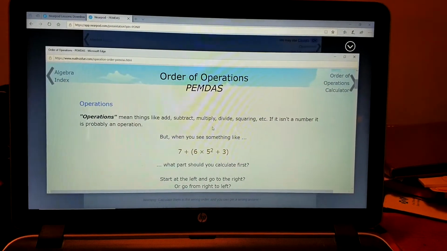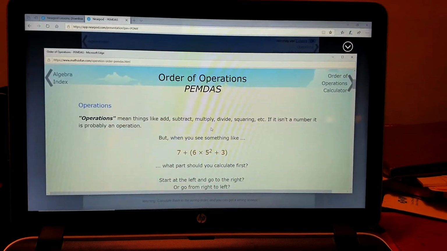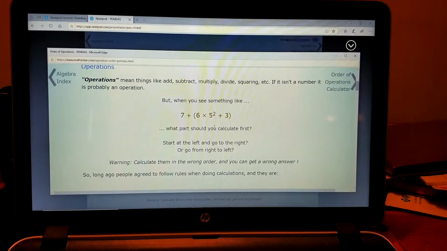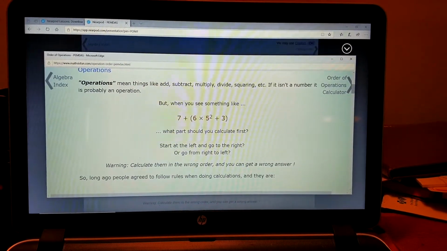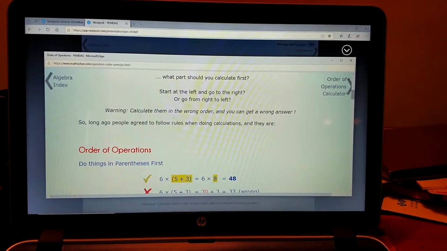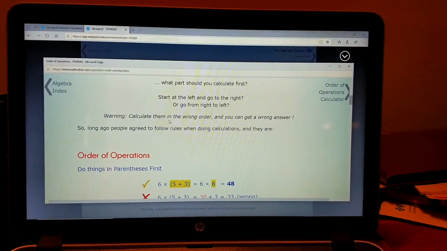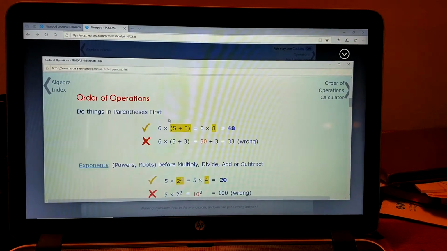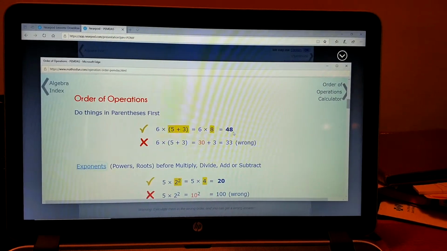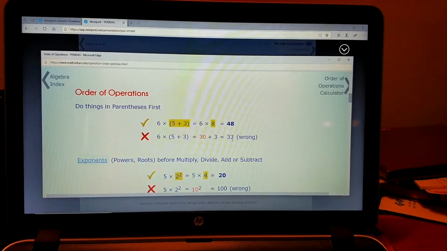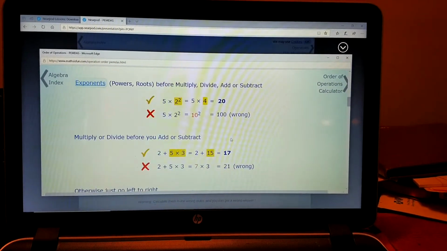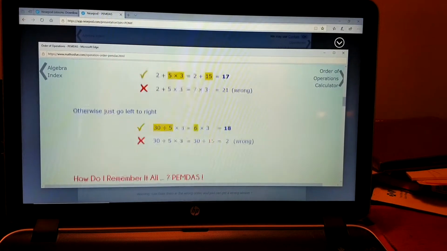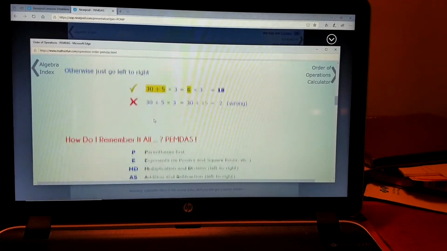I would go through this slowly with the students, going over things such as the operations: adding, subtracting, multiplying, etc. It gives you a problem, and you talk about which one you do first. And it tells you if you're doing it in the wrong order, you're going to get the wrong answer. So it goes through each operation. Parentheses first. This is what happens if you do it right. This is what happens if you do it wrong. Exponents, same thing. Multiplying and dividing, and then adding and subtracting. Otherwise, just go left to right.